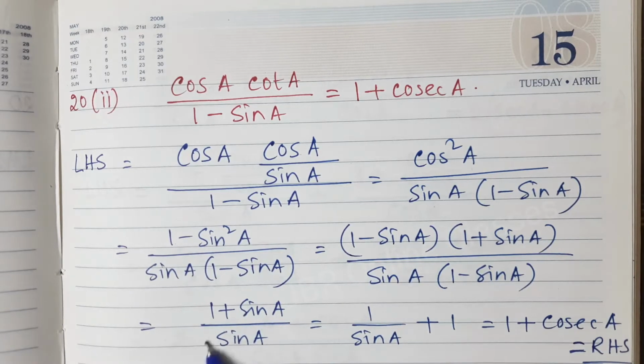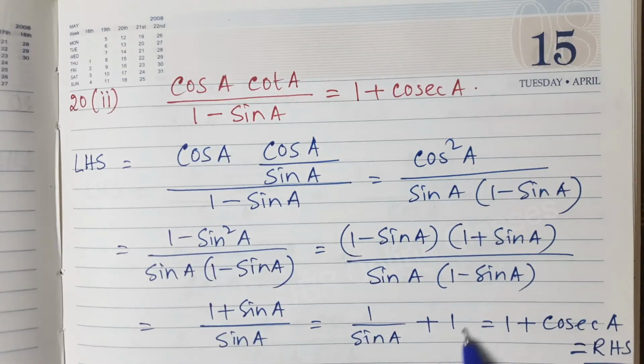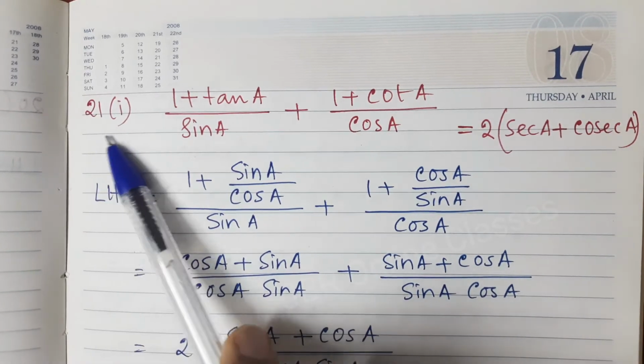Now just divide this sine A in this 1 as well as sine A. So 1 by sine A plus sine A by sine A. So it is this quantity, and now 1 by sine A is what? That is cosec A. So 1 plus cosec A. So that is the right hand side. Now this is 21 part 1.